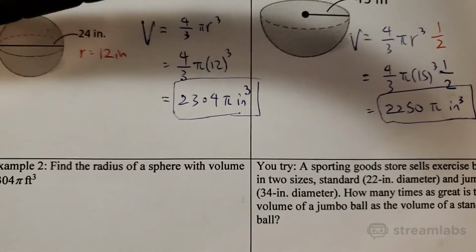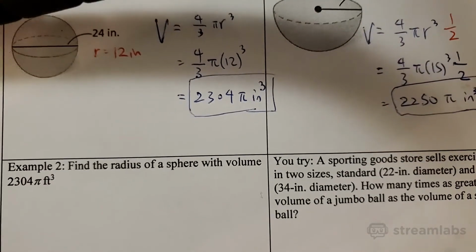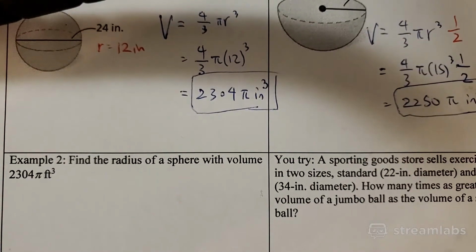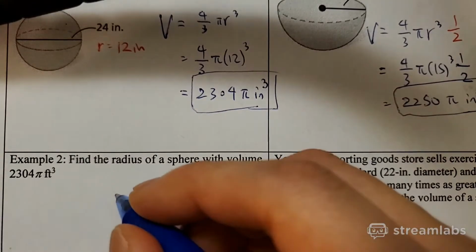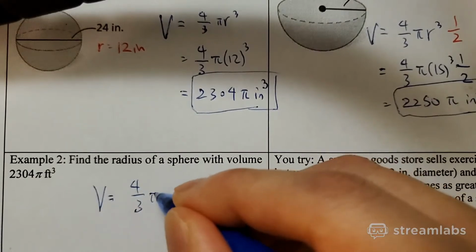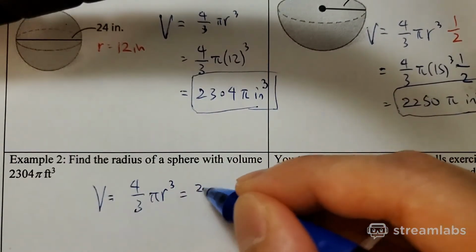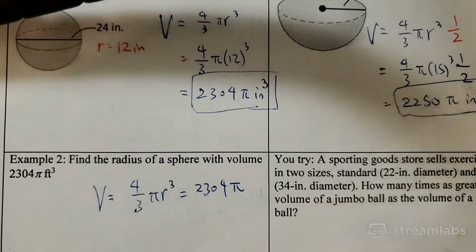Example 2. Find the radius of a sphere where the volume is 2304 pi feet cubed. Well, this is kind of a gimme because we already did that. But let's see how you solve it. So normally, you know this is a sphere, right? You know this is going to equal 2304 pi, right? So you've got to solve for r.